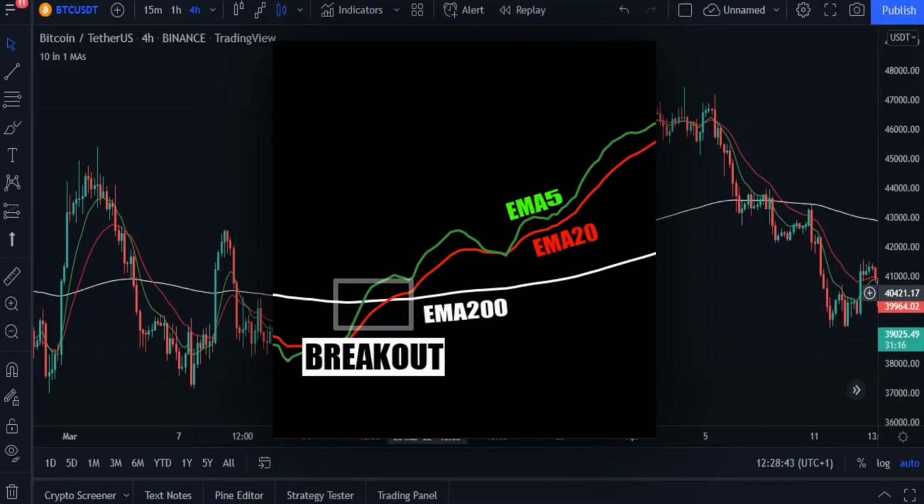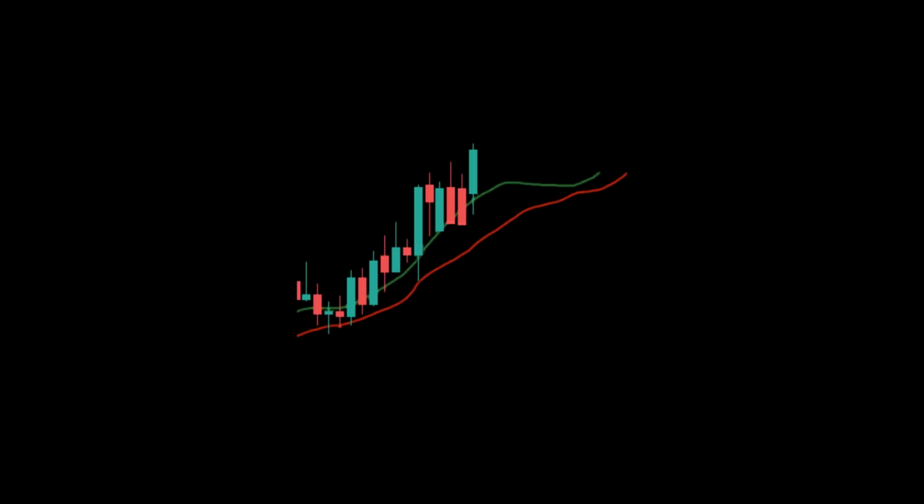Now let's talk about the second part, which is the conditions for the movement of the candles. First, we must see that the candles are above the 2 moving averages, 20 and 5. Second, we must see that the bodies of the candles or their wicks touch one of these 2 moving averages, meaning that the lower part of the candles should be touching the green or red line.